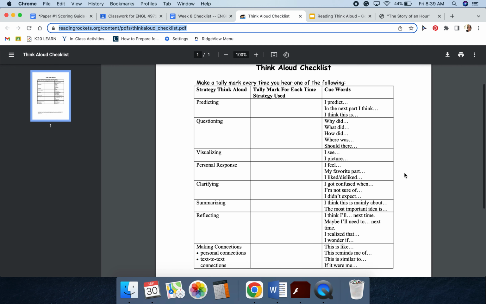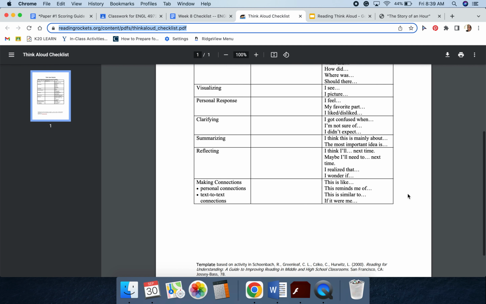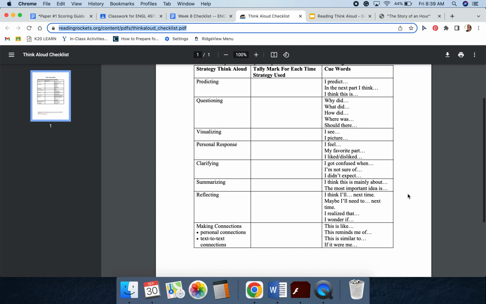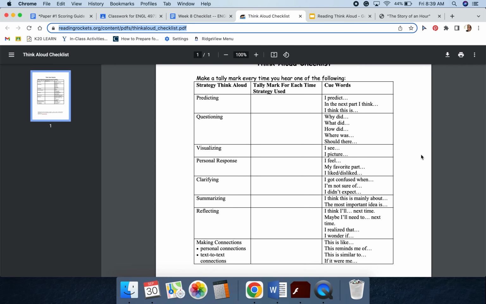This is from Reading Rockets, a Think Aloud checklist, and this also has keywords, words that you can use to start your think aloud. This can help us as we're getting the hang of the think aloud, but it's divided by the type of strategy. So if you want to focus mainly on visualizing, which is always a fun think aloud to do, you would say things like, okay, I read that and I see this, or I picture this.